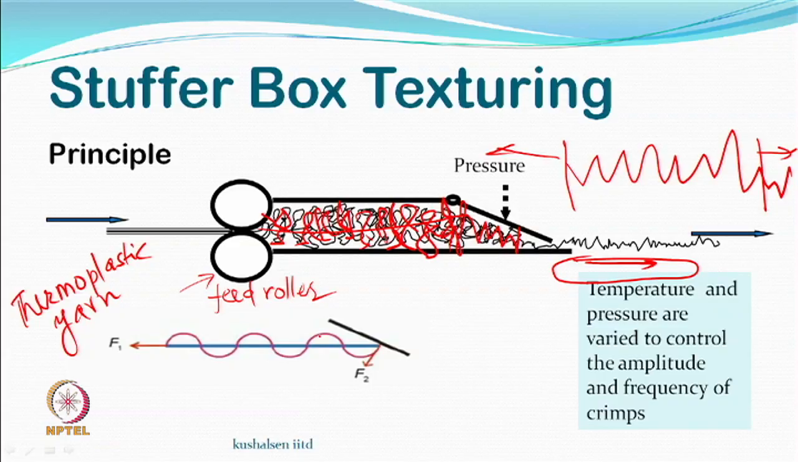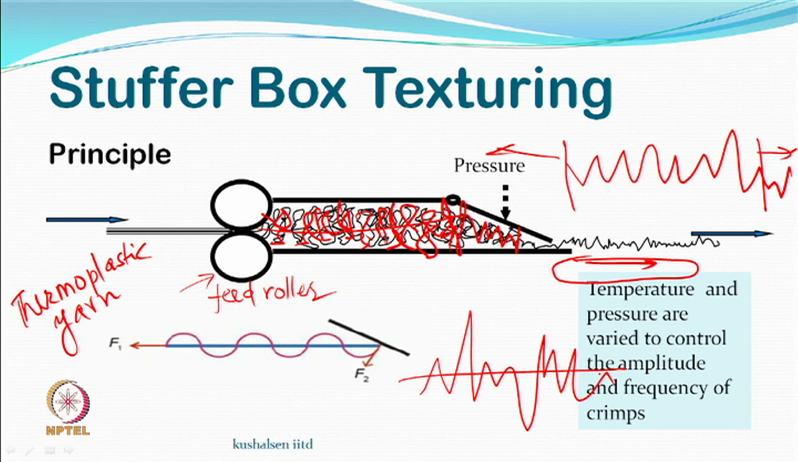So, a simple process. The amplitude and the frequency could be controlled by temperature and pressure. So, it is not a completely uncontrolled process, but definitely all the crimps are not of the same size. It could be random, but you would have an average crimp height, average amplitude and frequency.